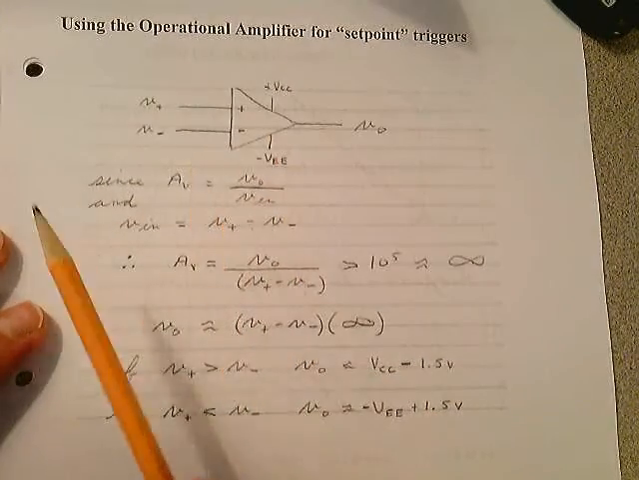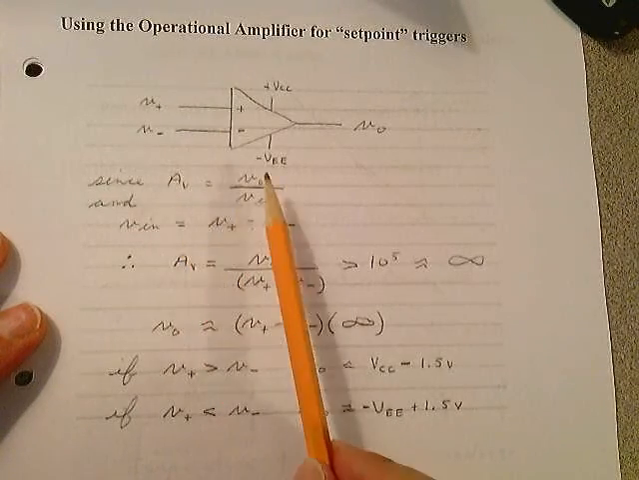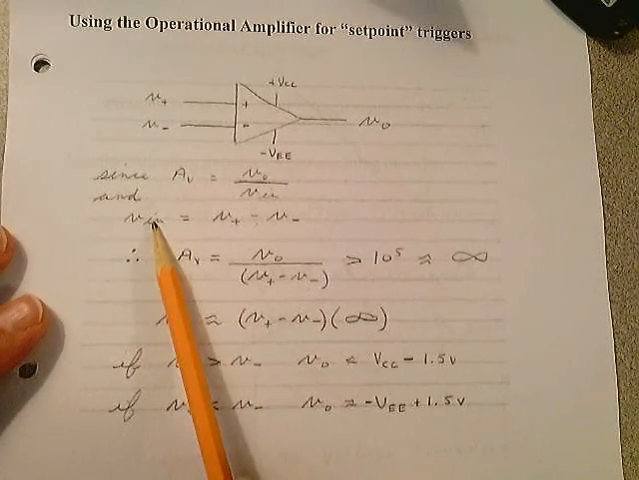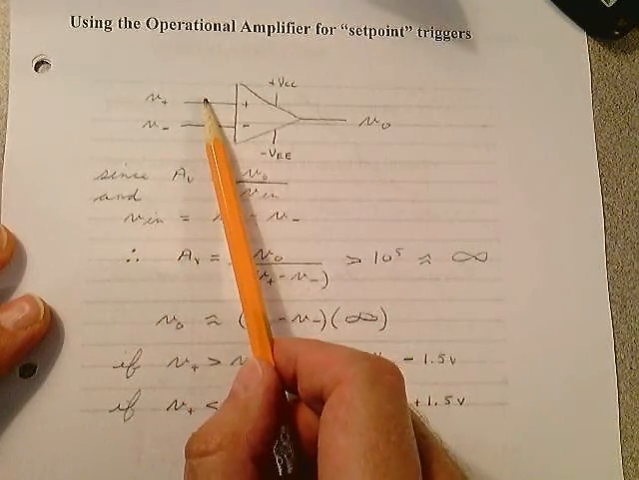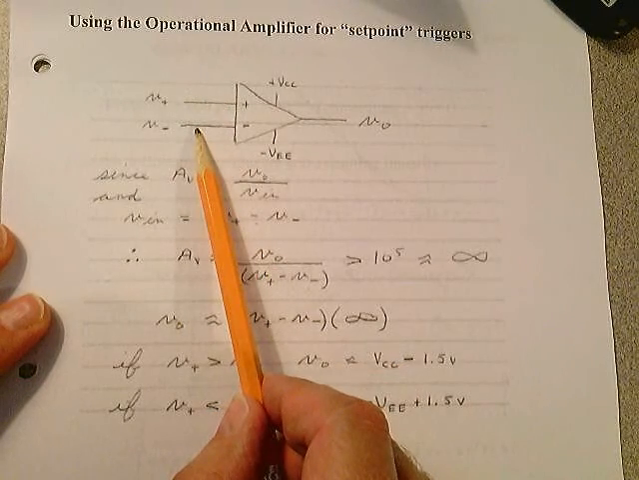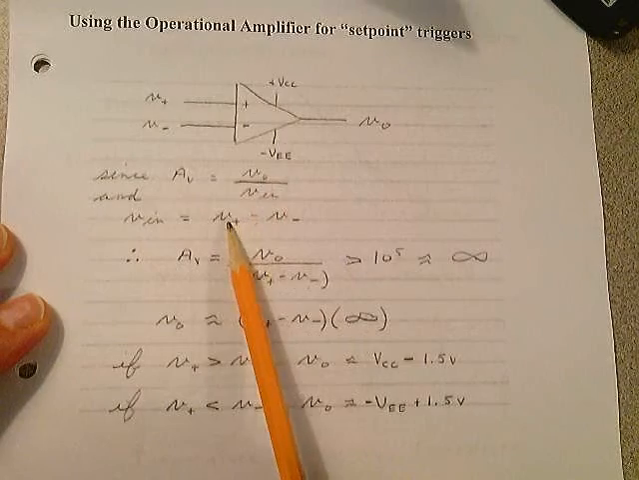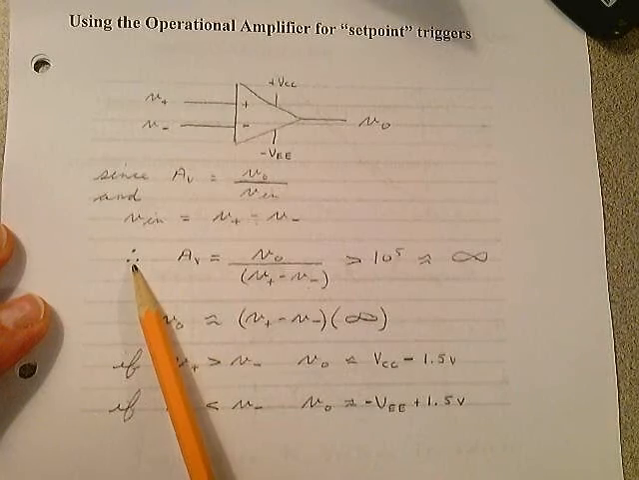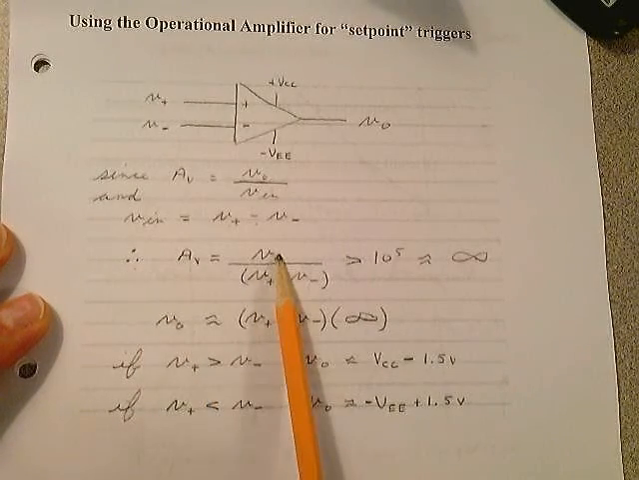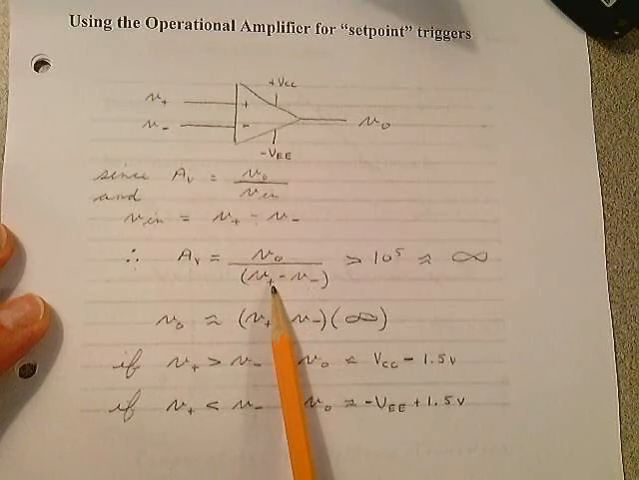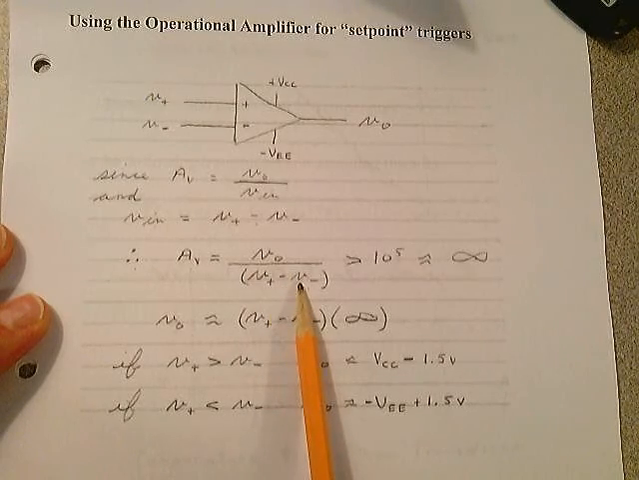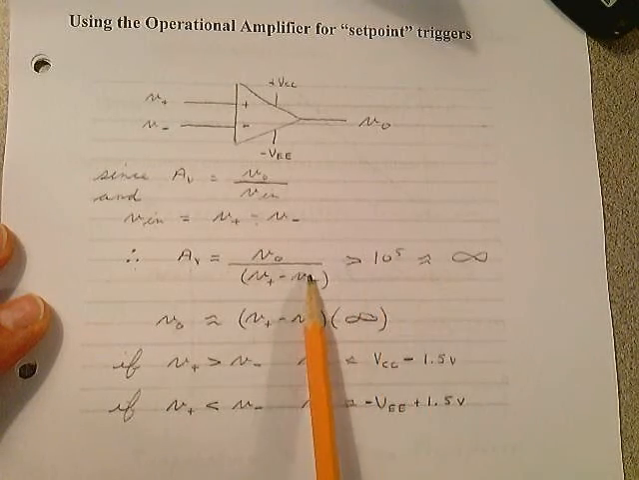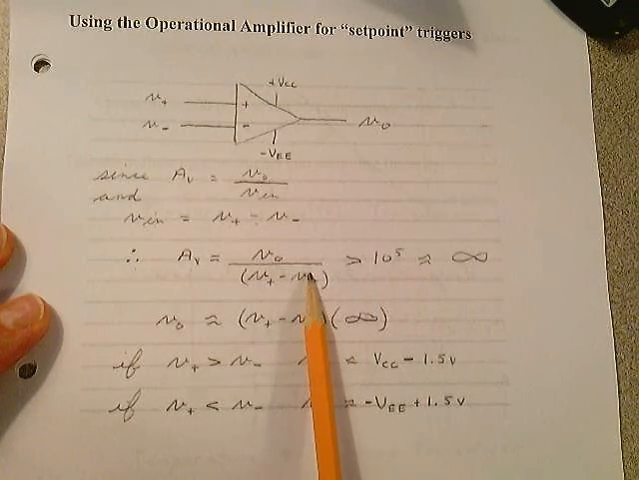If you notice here, the definition of voltage gain has always been V out over V in, whether it was closed loop or whether it was open loop. And what we're going to do is define V in here as the difference between the V plus and the V minus voltages. So V in is going to be V plus minus V minus in this open loop op amp circuit. Therefore, the voltage gain is V out divided by V in, and substituting, V in is V plus minus V minus. That's going to be greater than 10 to the fifth, and ideally it's infinity. Very, very large open loop gain.